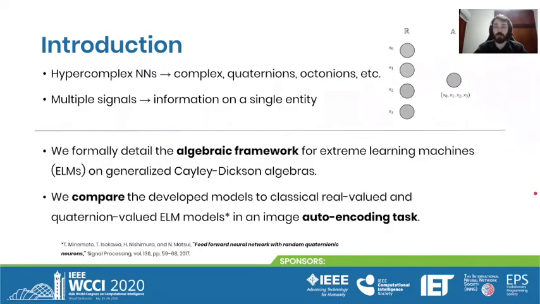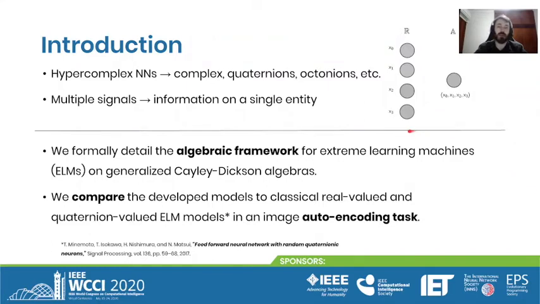The main topic of this work are the hypercomplex neural networks, which are neural network models in which the inputs and parameters are encoded in a higher dimensional algebra or higher dimensional space. In the literature, it's pretty common to run into works with the complex numbers, quaternions and octonions, but many more options exist as well. The main strength of this type of model is that they can cope with multiple information signals from one single object into a single entity, or to cope with them at once.